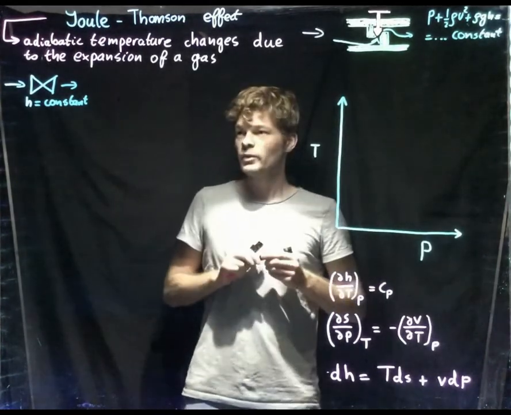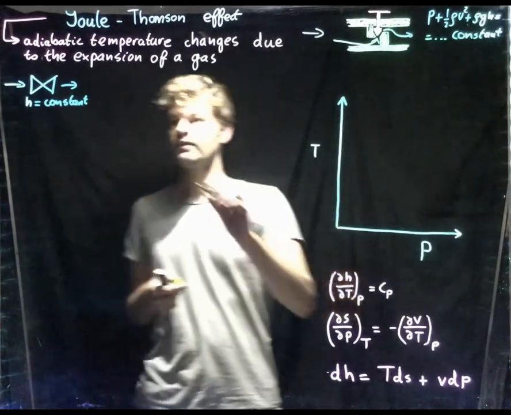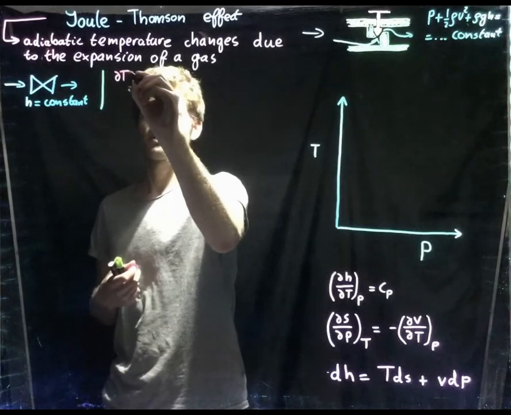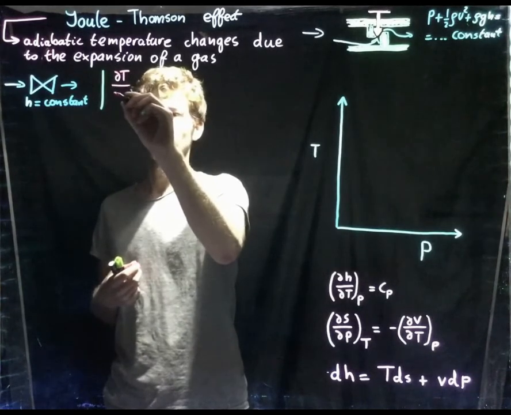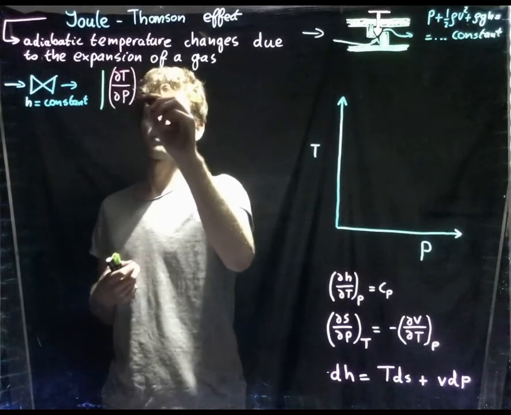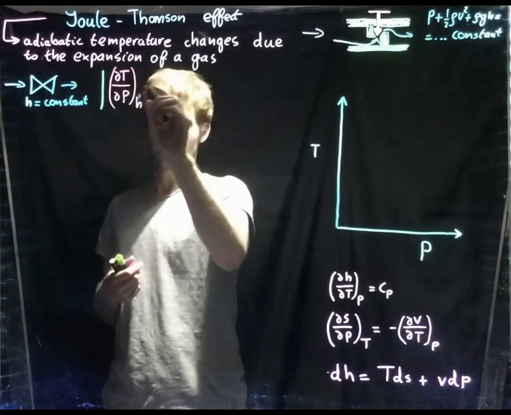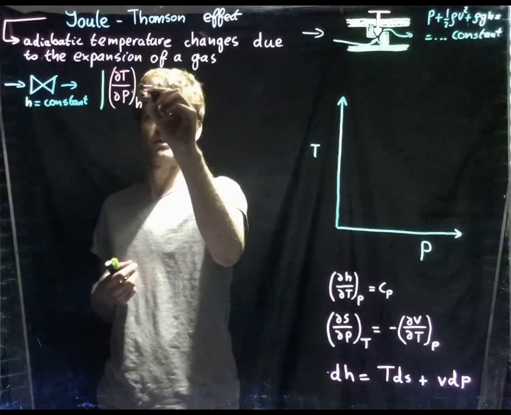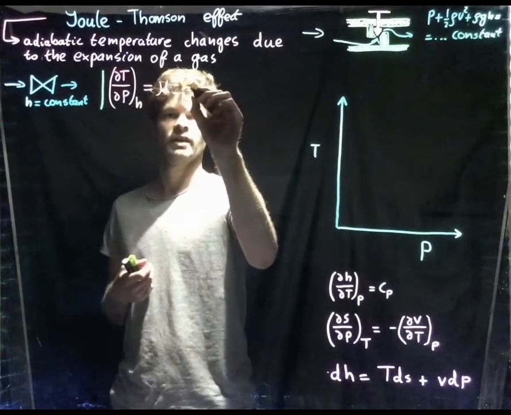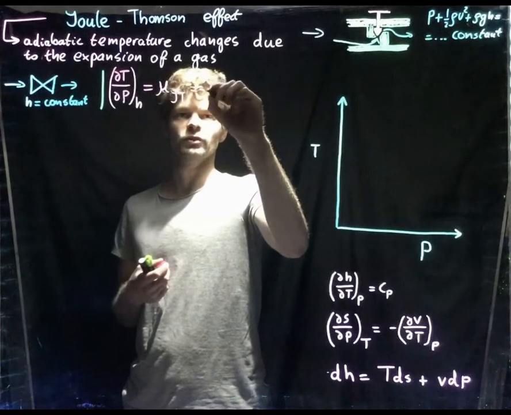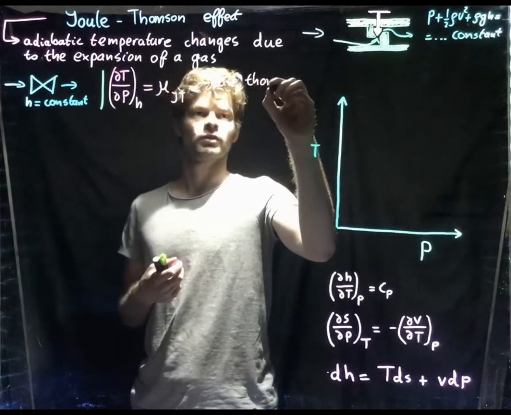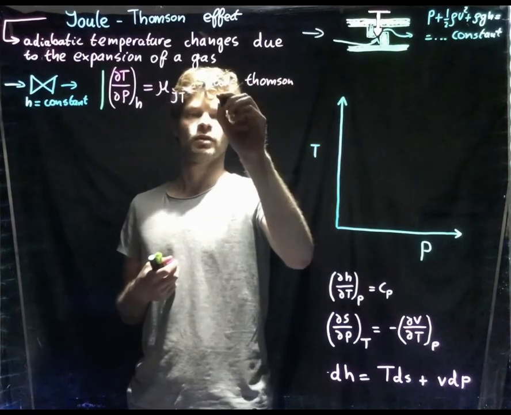So we are now interested in the change in temperature with respect to the pressure for a constant enthalpy. And this is called mu JT, and this is the Joule-Thomson coefficient.